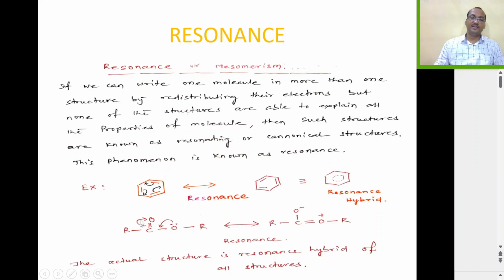Similarly, this ester. This lone pair will come here and this double bond will come here. So you have a resonating structure like this. The actual structure will be the resonance hybrid of all the structures.